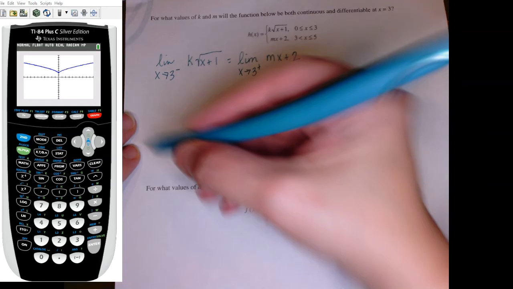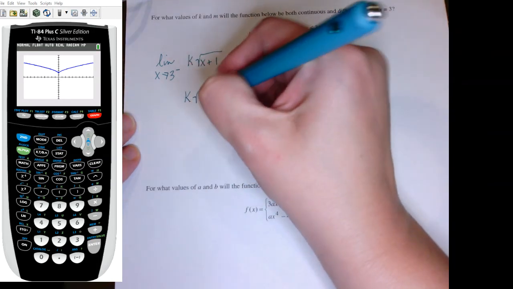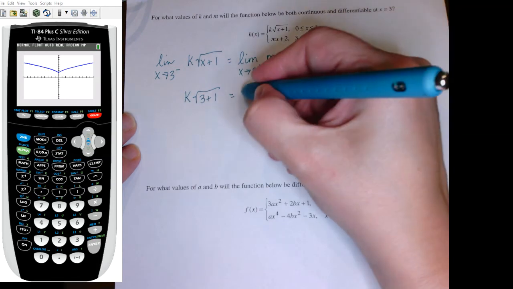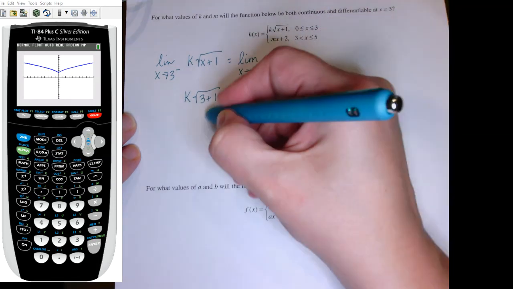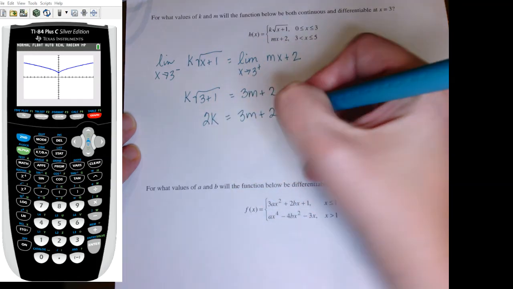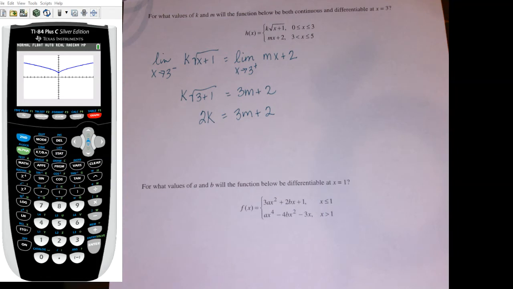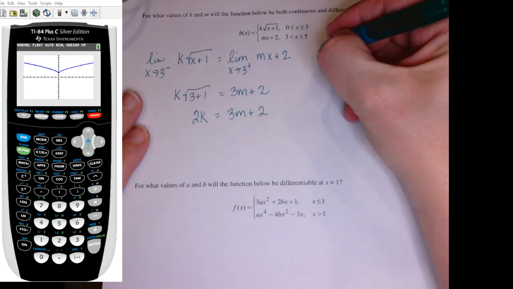Let's plug those in, 3 for each side, very similar to what we did in the previous problem. And I want you to see that this basically didn't get me anywhere, okay? But it gave me an equation with k and m in it that I can use. Now, let's do the same with the derivative.